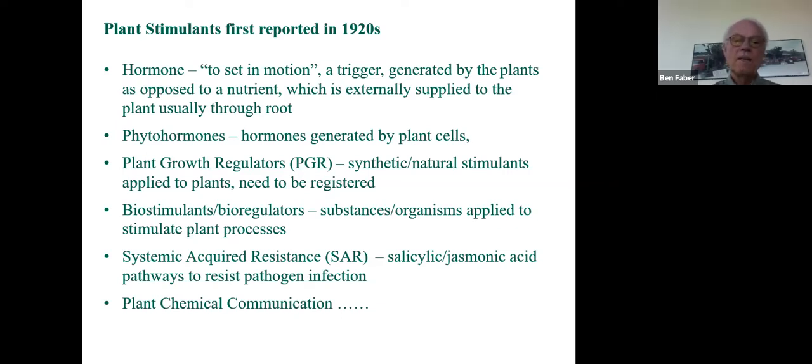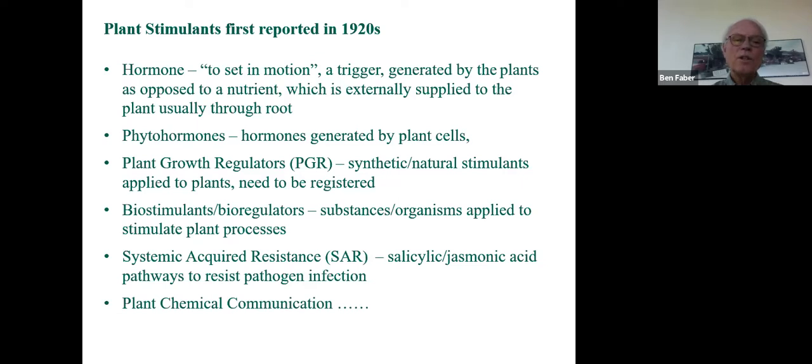These can be either synthetically derived or extracted naturally. The gibberellic acid that we use is actually a fermentation product. These are materials that are applied to plants, and in commercial applications, these are registered for use and a permit is required for their use.